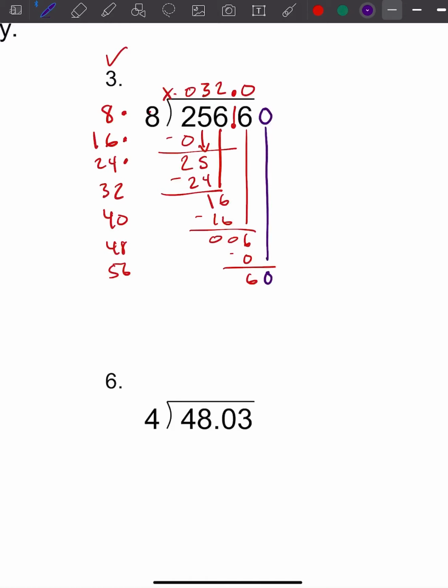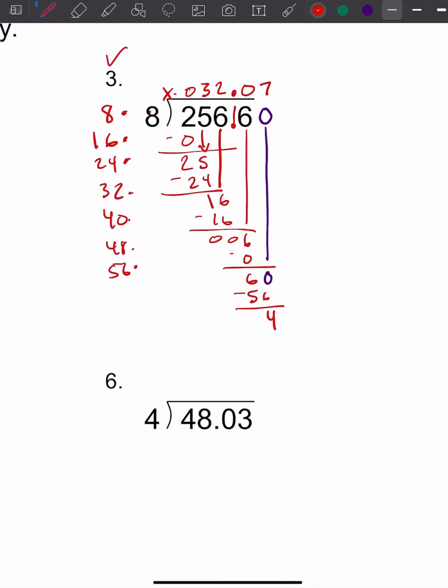We're going to bring it down, and now I have 60. Okay, so how many times can 8 go into 60? Well, 1, 2, 3, 4, 5, 6, 7. I'm going to put my 7 right there. 8 times 7 is going to be 56. I'm going to subtract, and I'm left with 4.